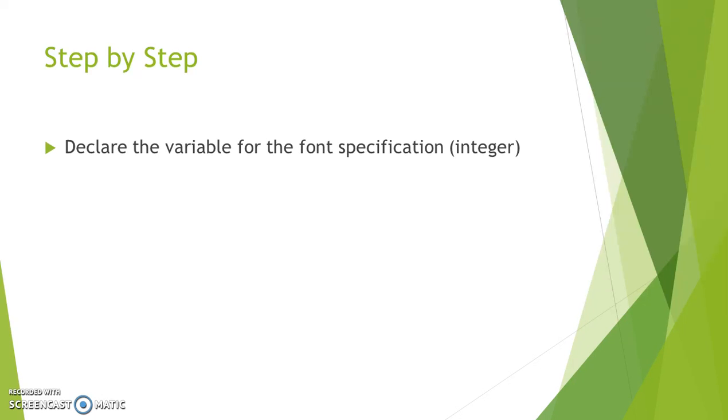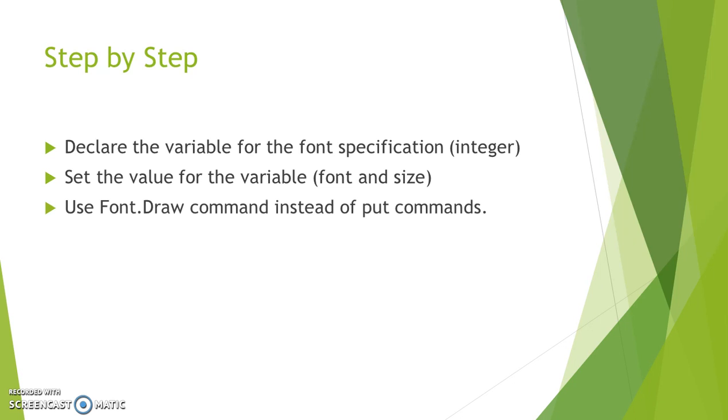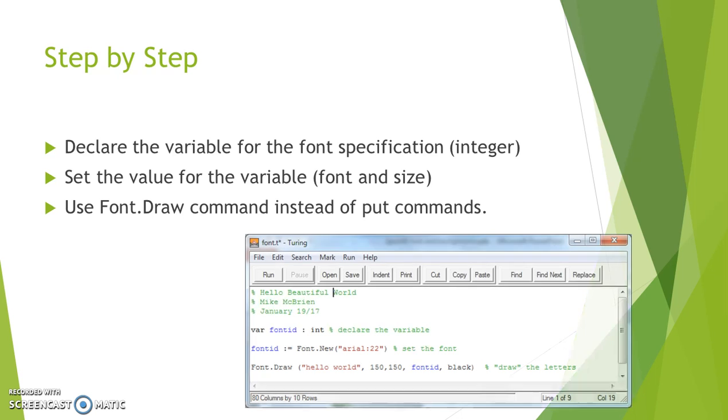Okay, so step by step. What we want to do when we're setting the font is first off declare a variable that is our font identification. So we'll declare a variable as an integer, and then we're going to set a value for that variable. And then as soon as we've done this, anytime we want to use that font in our communication to the user, we're going to abandon the put command that we just learned, and we're going to use font.draw instead.